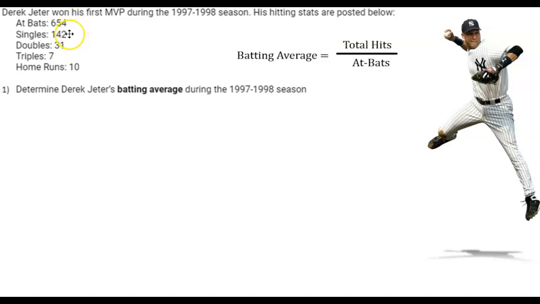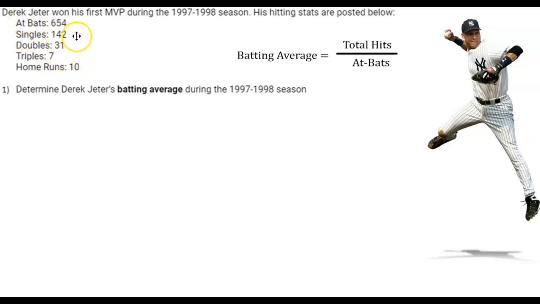And then singles, this is where he hit the ball and was able to get to first base. He hit the ball and got to second base for a double. Hitting the ball and getting to third base is getting a triple, and then hitting the ball and being able to circle all 4 bases is a home run. But the long and short of it is all of these singles, doubles, triples, and home runs all count as hits.